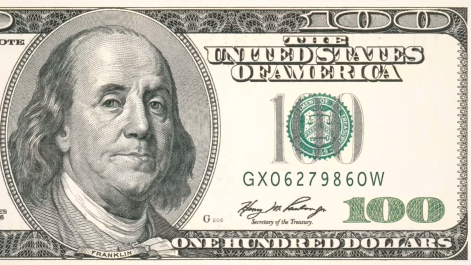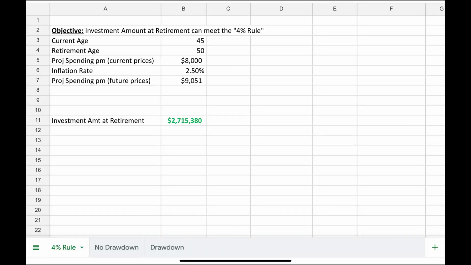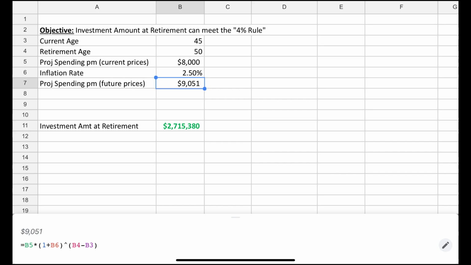To break it down, I'll be using an Excel sheet where I've input my current age as 45 and my target retirement age as 50, in B3 and B4 respectively. This gives me 5 years to prepare for retirement. Assuming my monthly expenses today are $8,000, and factoring in an average inflation rate of 2.5% over the retirement period, this monthly cost escalates to $9,051 in the future. You can see the formula used. Feel free to pause to see better.